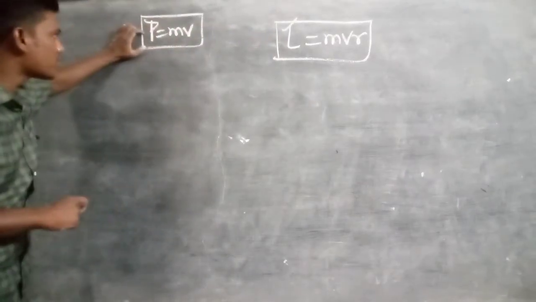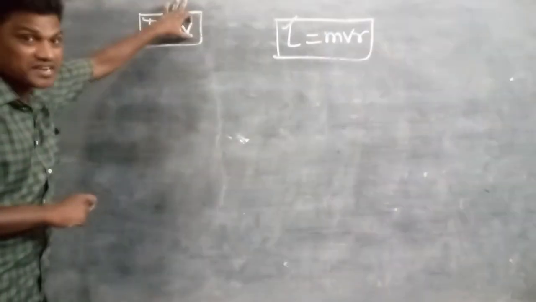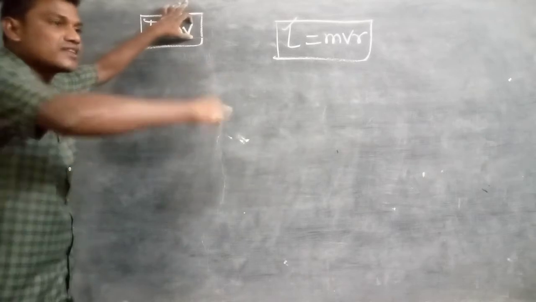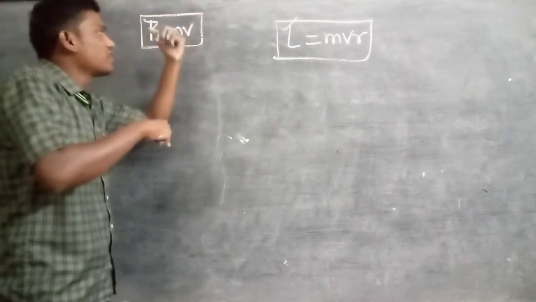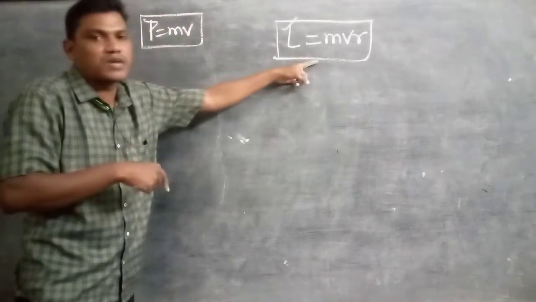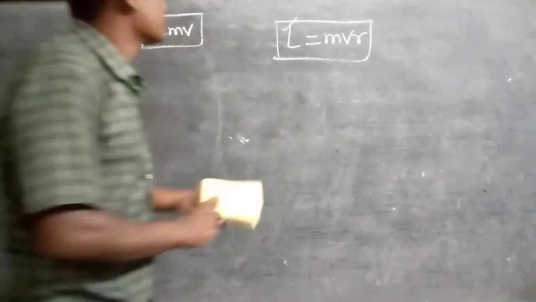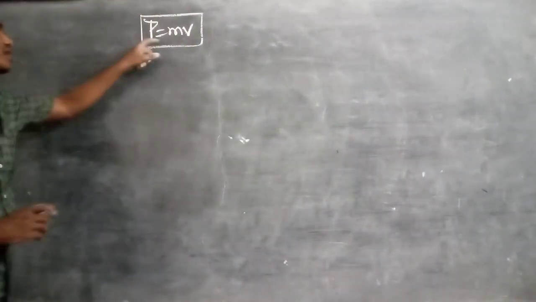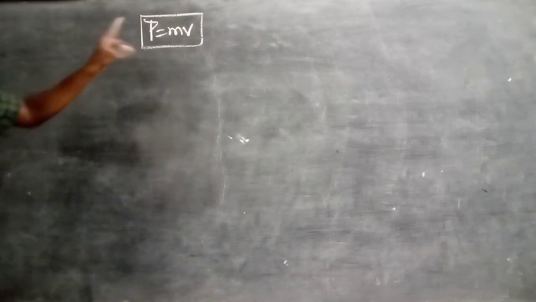But in the case of linear momentum we do not consider any radius, because the body moves in a straight line path, either horizontal or vertical, in one dimension. Anyway, angular momentum is not our topic. Our topic is linear momentum, or momentum.